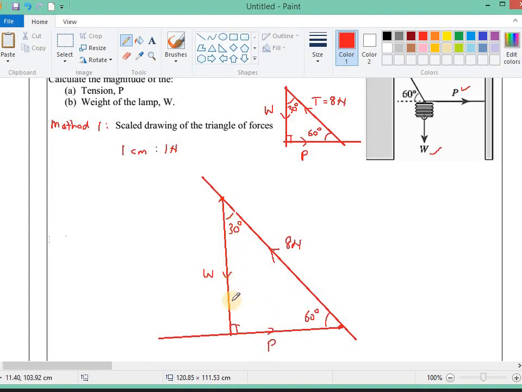So the length of this line will represent the weight W, and the length of this line represents the tension P. So just by measuring the length of W and the length of P here, you can get the answer for A and D. How much is the tension P, how much is the weight. Okay, get the idea. But this is a scale diagram.